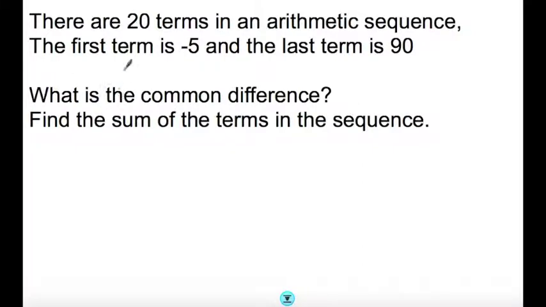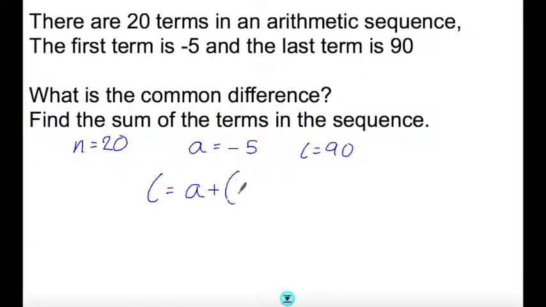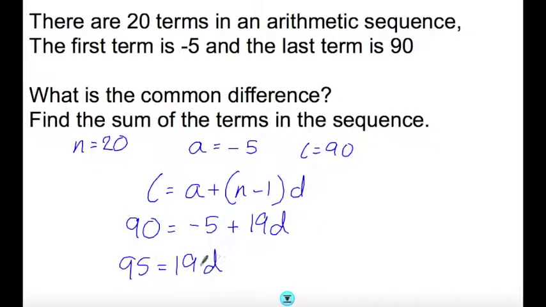First of all, there are 20 terms in an arithmetic sequence, so we know n is 20. The first term is minus 5, and the last term is 90. First of all, what is the common difference? We've got to use a formula that's going to link all these together. Now we know that the last term is a plus (n minus 1)d. So subbing in what we've got, L will equal minus 5 plus 19d, because that's n minus 1. So 95 will equal 19d, therefore d equals 5.